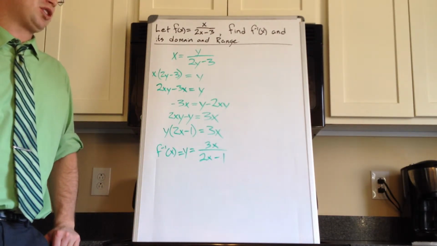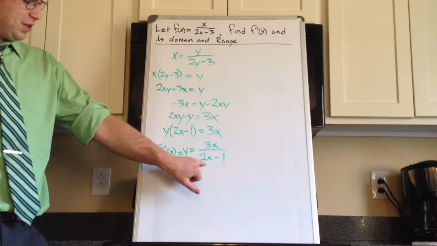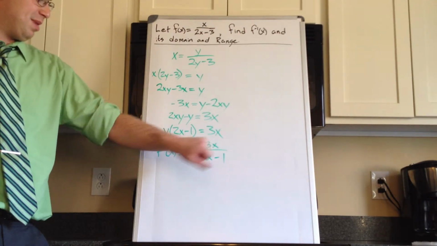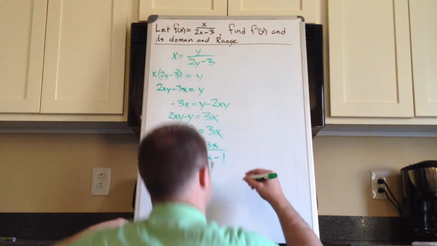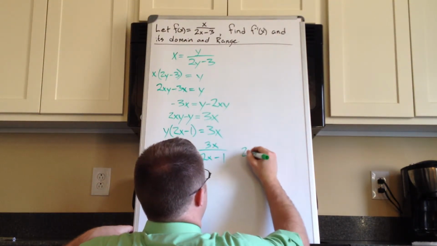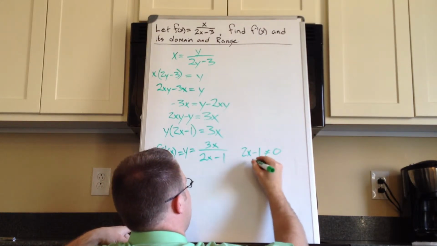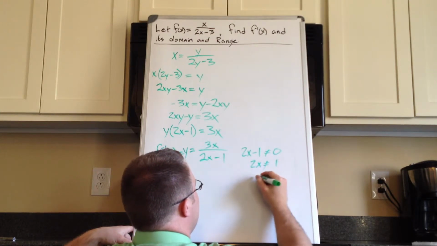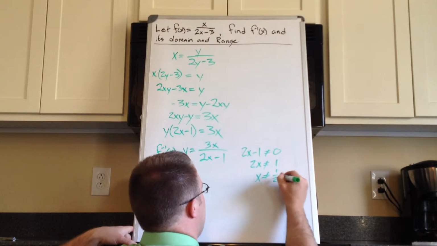We also need to make sure we're not dividing by 0. We would be dividing by 0 here if 2x minus 1 were equal to 0, because right here we have 3x divided by 2x minus 1. So we have to make sure 2x minus 1 is not equal to 0. I'm just going to solve that for x. We add 1 to both sides, so 2x is not equal to 1. Divide both sides by 2, and we know x is not equal to 1/2.